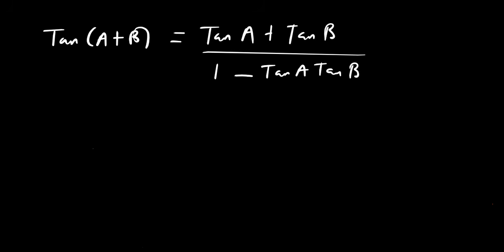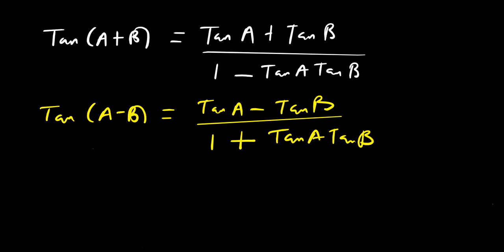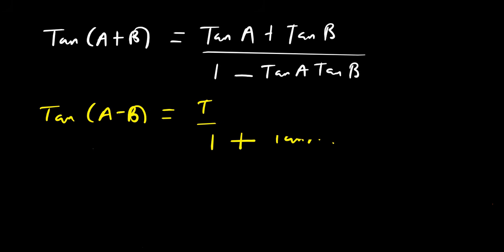So this is the equation. If you have a minus here, you have a plus here. So that's the identity. What am I saying? If you've got tan A minus B, it will just be tan A minus tan B over 1, and instead of a minus, you're going to have a plus now, tan A tan B. So that is what I'm talking about.